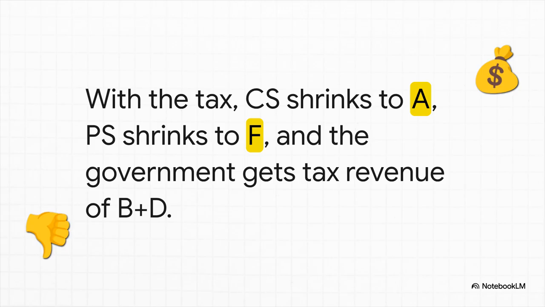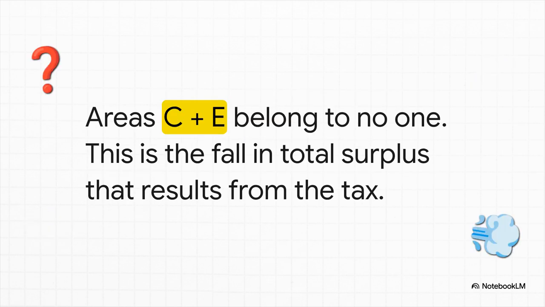And the surplus gets all carved up. Consumers are now left with just this small piece, A. Producers are left with just piece F. And the government collects their tax revenue, which is this rectangle here, B plus D. So you've got to be asking yourself, wait a minute, what happened to areas C and E? Where did they go? Well, they didn't go to the consumers, they didn't go to the producers, and they definitely didn't go to the government.